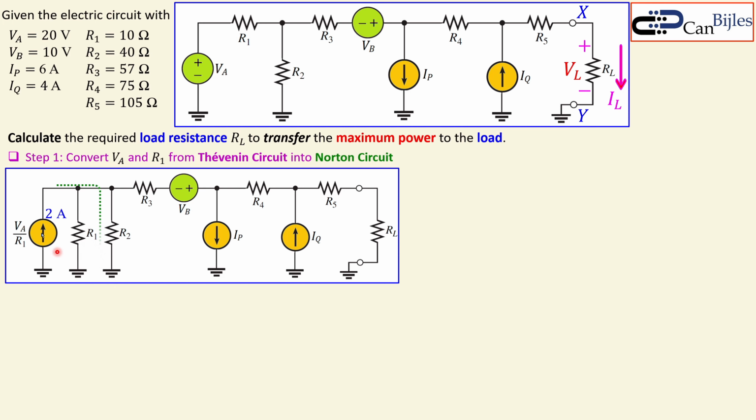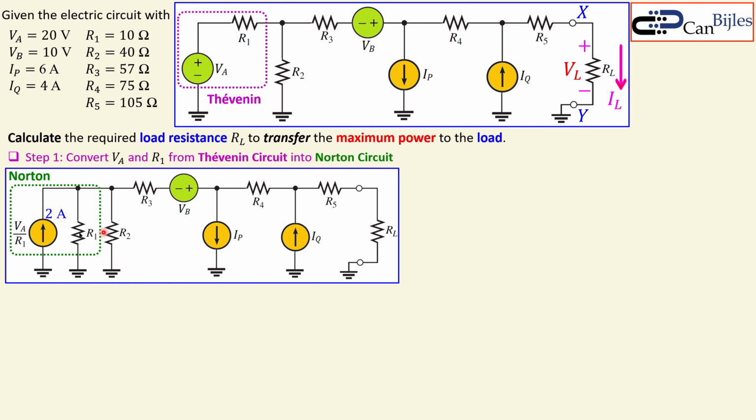Now this part is a Norton equivalent circuit, or Norton circuit. And this part here is the Thevenin circuit. So we have actually converted this to that. Why do we do this? The reason for doing that is the following.